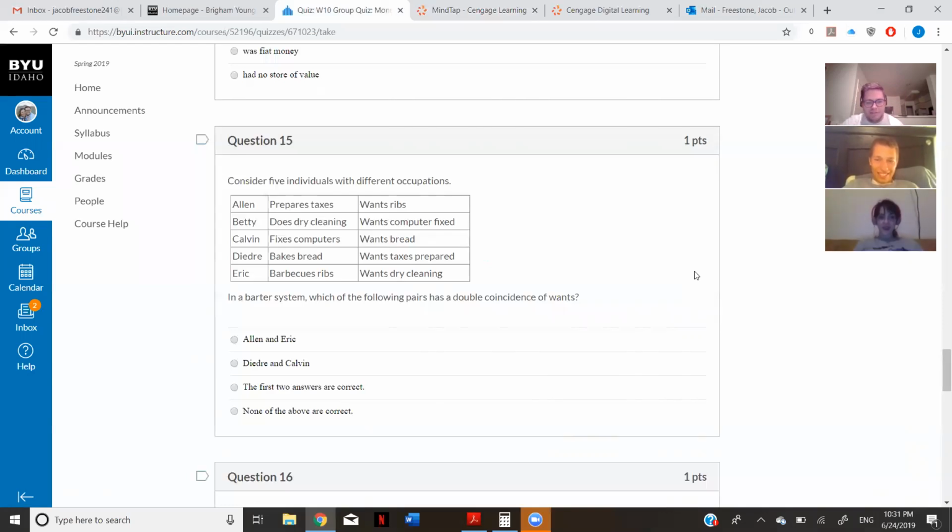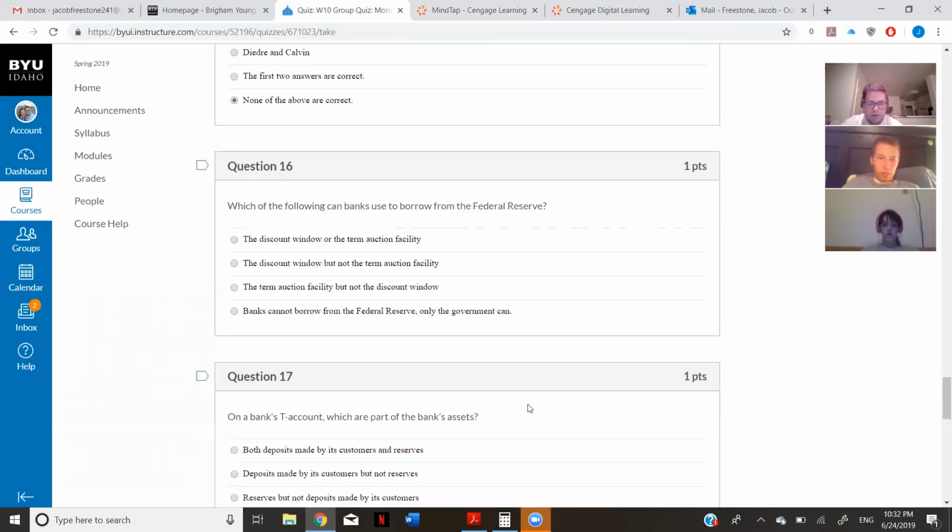Anyways, question 15. Consider 5 individuals with different occupations. In a barter system, which of the following pairs have double coincidence of wants? It was none of them, right? Yeah, I got D. D. Yeah, me too. Why? Because isn't double coincidence when they both meet each other's needs? Yes. Well, Alan wants ribs and Eric makes ribs. That's a single coincidence, right? But Alan prepares faxes. Oh, okay. So it has to be both of them. Yeah. Okay. So D. Makes sense to me. I read it wrong.